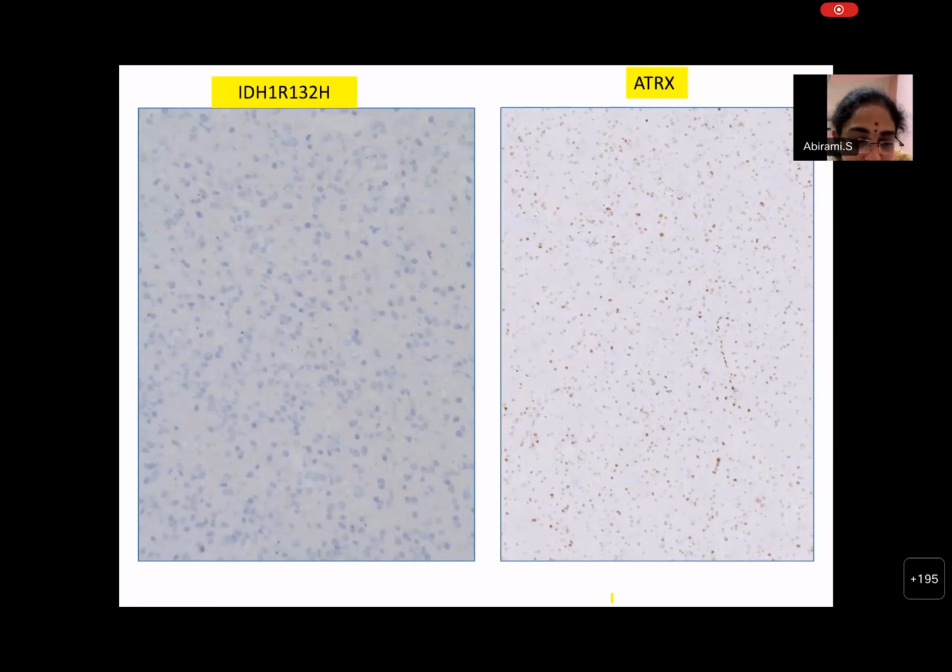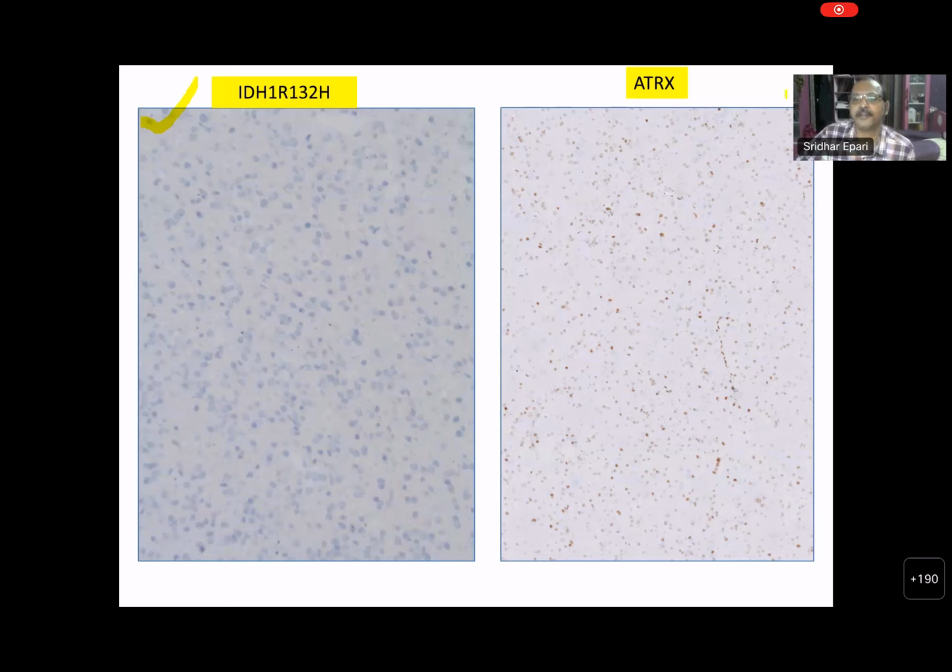Interpret IDH on the left side. This is IDH, negative staining in the tumor cells, sir. Is it showing any other cells which are positive? I'm not able to make out in this field, sir. So are you expected to see any positive cells in IDH1 R132H? No, sir. So then it is negative. There is no internal control for IDH1 R132H, as this is an abnormal protein. You should always use an external control. When there is no stain, you have to interpret it as negative.